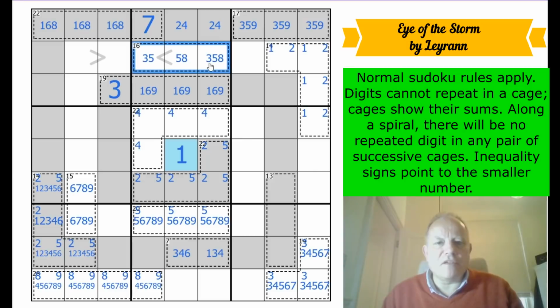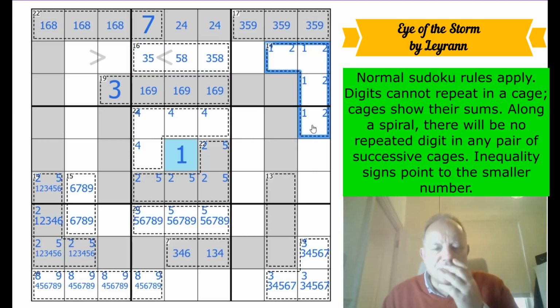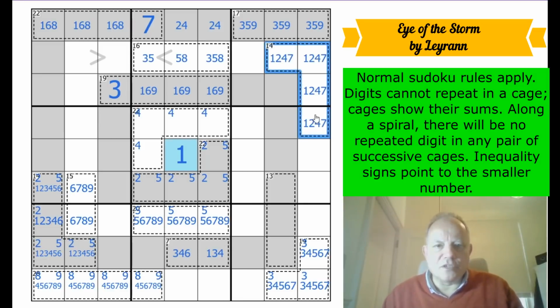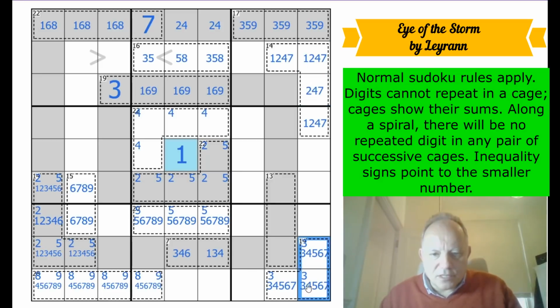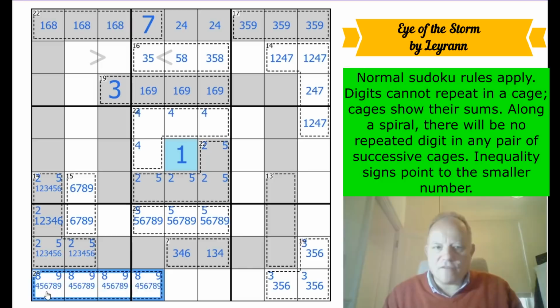Now we've got 3, 5, 8 here. And 1, 2 in this 14 cage. And another pair that adds up to 11 that can't be 2, 9. Can't be 3, 8. Can't be 5, 6. It is 4, 7. So that's a 1, 2, 4, 7 set. That can't be 1 there. Now this is a 3, 5, 6 cage. Now we can't have 5, 6 there.